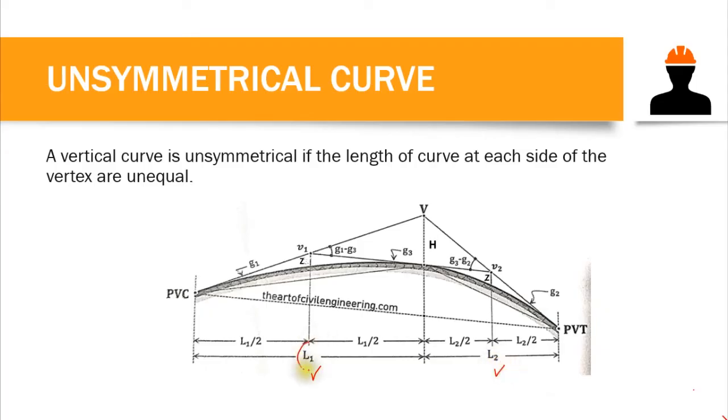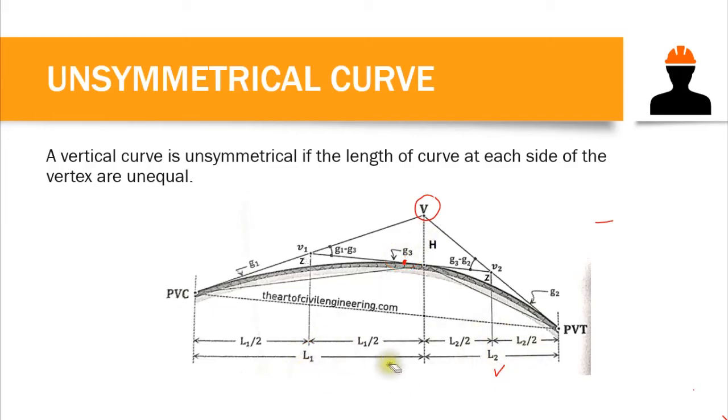We have length 1, which is the location of our vertex from PVC, and length 2, which is the location of our vertex from PVT. Unlike in a symmetrical parabolic curve, where we have equal length from the midspan. Now we have an additional element in our unsymmetrical parabolic curve: this third tangent, in which we have grade 3. Therefore, we can say that an unsymmetrical parabolic curve is just a combination of two symmetrical parabolic curves.